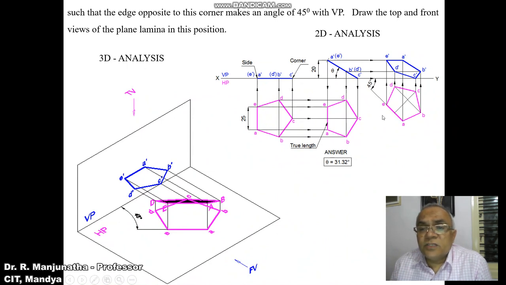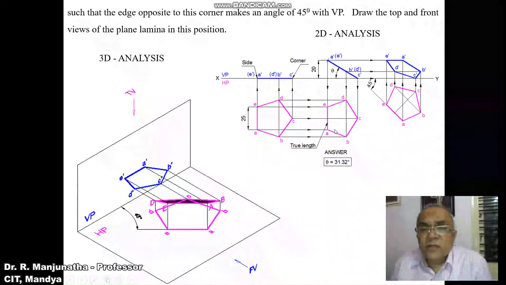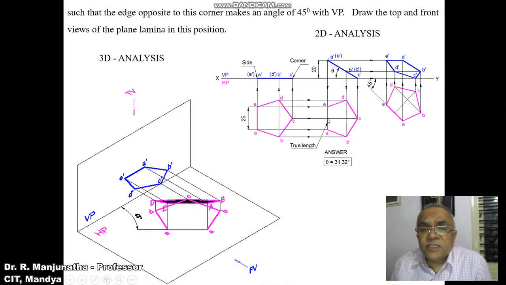Then to project these two and this point, from A you measure the distance between these two, this perpendicular line. From A you transfer it onto that line.